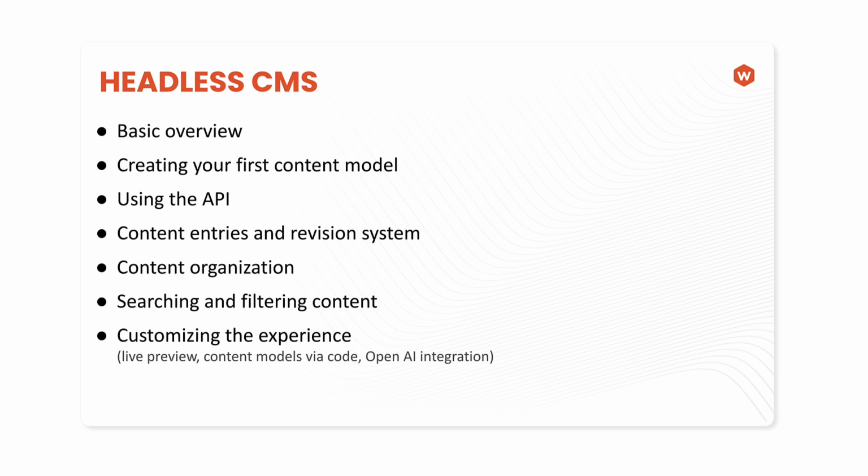Coming back to our Headless CMS evaluation outline. We've covered now the content organization as well as searching and filtering content inside Webiny using both the user interface approach as well as the API. In the next chapter, we'll get to do some coding. We'll look at different ways we can customize the Headless CMS experience by introducing the live preview, introducing content models through code, as well as doing an integration with OpenAI.